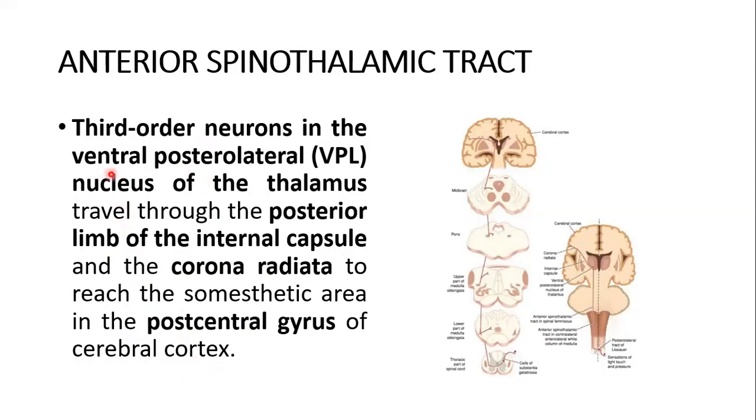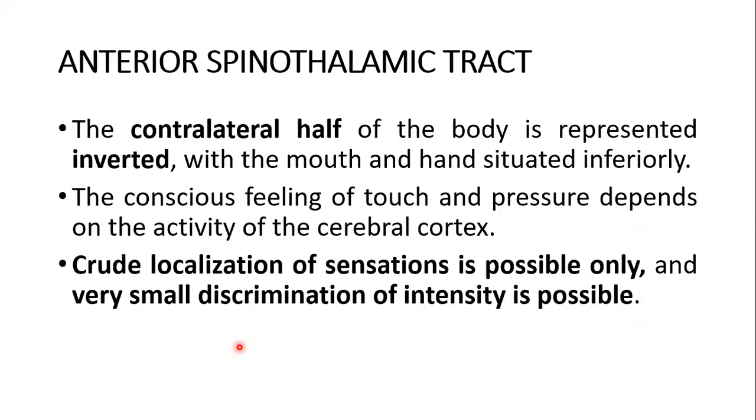Third order neurons in the ventral posterolateral nucleus of the thalamus travel through the posterior limb of the internal capsule and corona radiata to reach the sensory area in the postcentral gyrus of the cerebral cortex. All these things are repeated for you to make them in the form of notes, to help you in the exam, whichever you are taking or giving. So this is the thing.